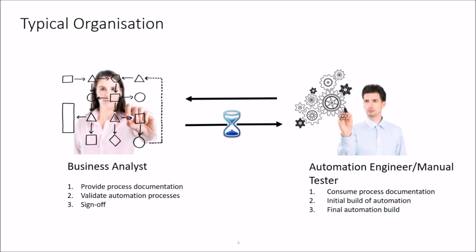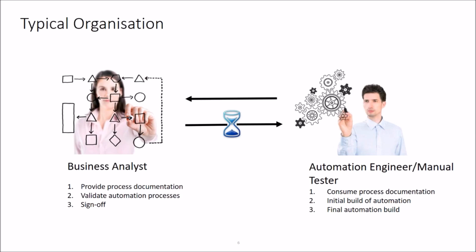That document gets passed either to someone to do manual testing, or to an automation engineer, someone who then takes that documented process flow and tries to emulate or repeat that in some automation, in a tool that's designed to automate and test the application.